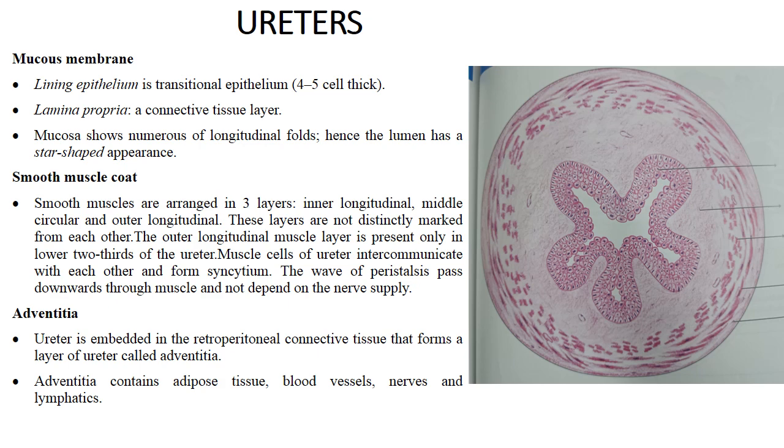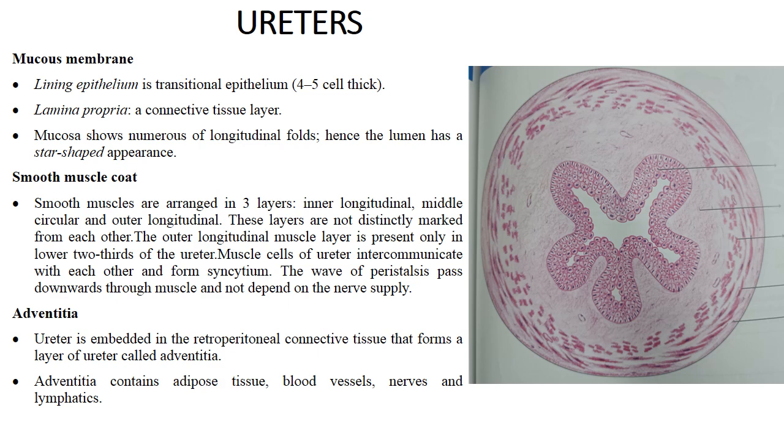Ureter is a mucomuscular tube and it conveys urine from the renal pelvis to the urinary bladder, and its length is about 25 to 35 centimeters. It has three layers. Inner towards the lumen is the mucous membrane, then a thick smooth muscle coat, and outermost is the adventitia. So the lining epithelium of the ureter is again urothelium or transitional epithelium.